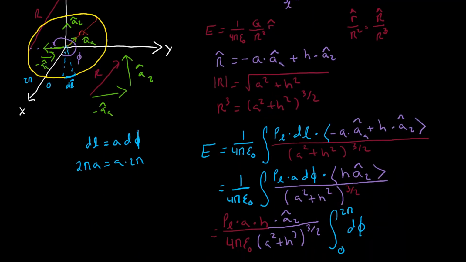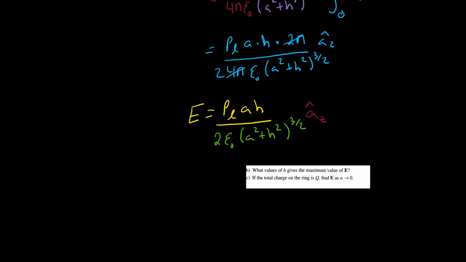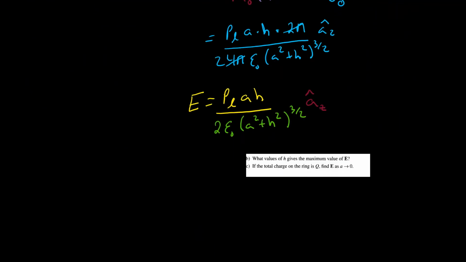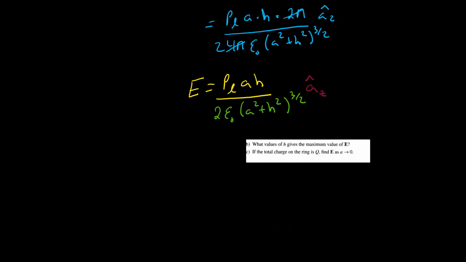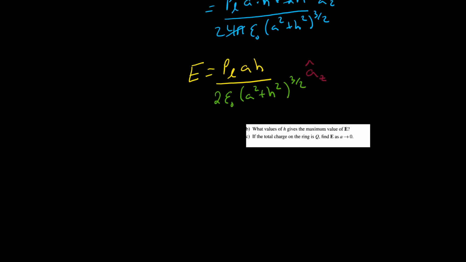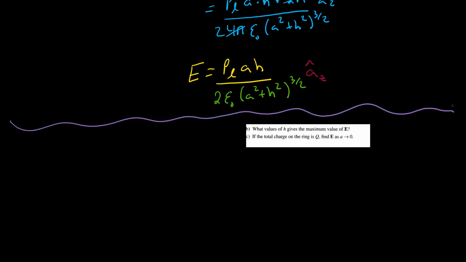Let's go back to the second part of the problem. What value of H gives the maximum value of E? Obviously, if we want to find a maximum, we could take the derivative, right? So let's just take the derivative with respect to H. I'm going to copy this again just in case I want to save it for some reason.